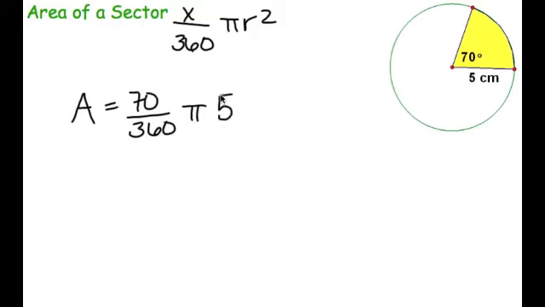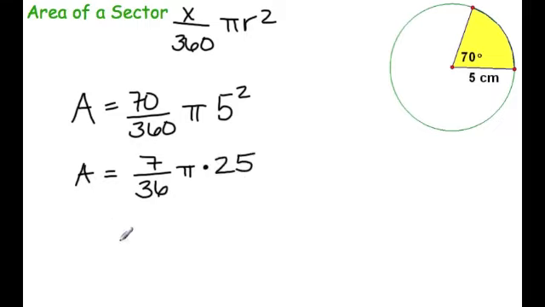We go through this and start to solve it. So go ahead and do some mental math to reduce this fraction, where we get 7 over 36 times pi times 25. And when we multiply everything together, we get 175 over 36 times pi centimeters squared. Please remember to include the proper units.